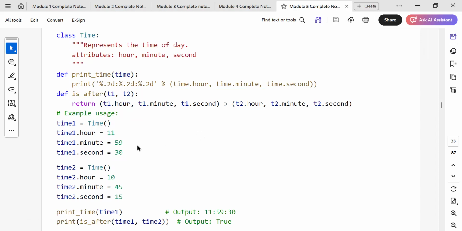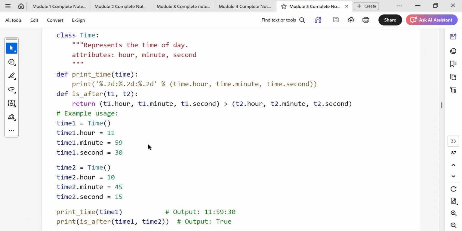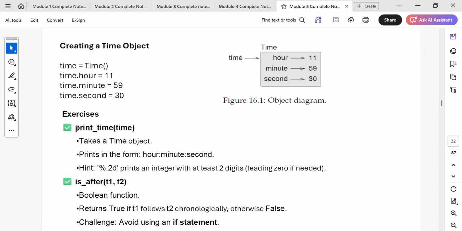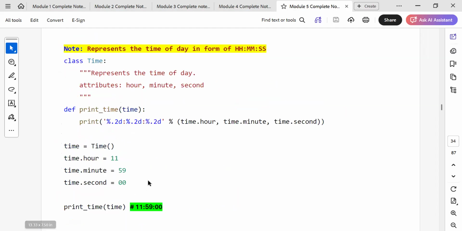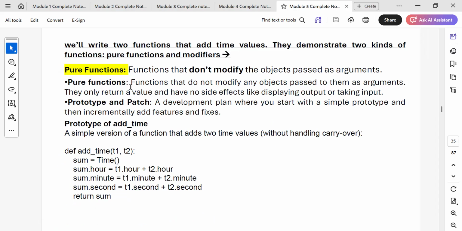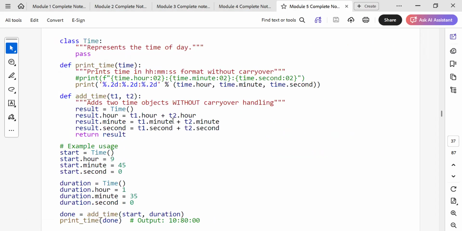Based on those programs, there are problems. Please understand and then write the answers. In your exam, if they ask a question related to printing the time, after some time what would be the time, this kind of program you have to write. This is how you can display the time. After that, what is a pure function? These are the examples you have to write.